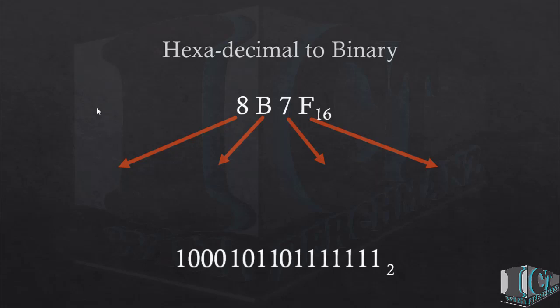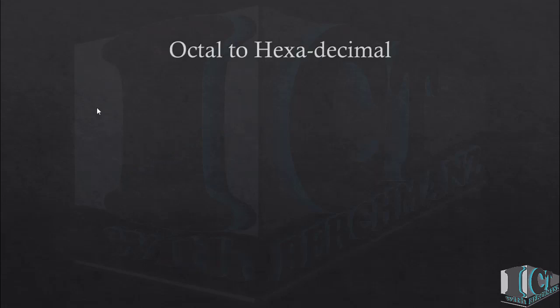Now let's say we need to convert an octal number to hexadecimal, or a hexadecimal number to an octal number. There is not much of a difference in the conversion, because we are going to use a mix of the 3-digit and the 4-digit method to do this work. Now let's look at this octal number.